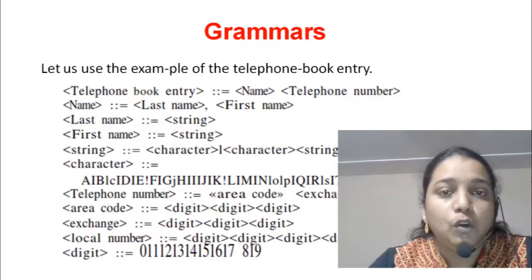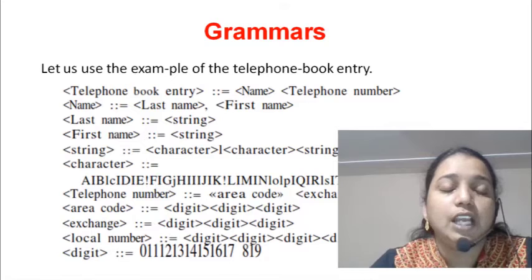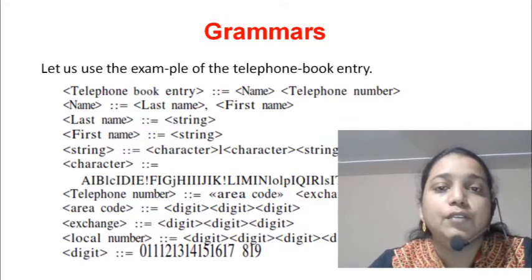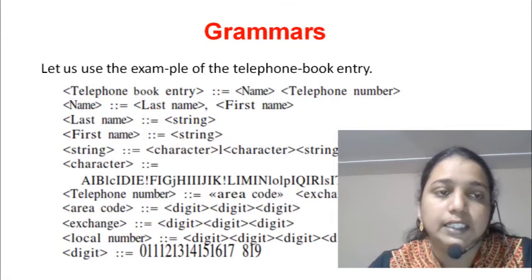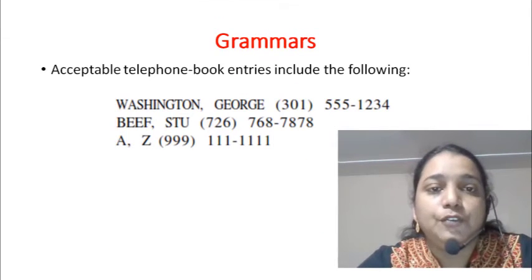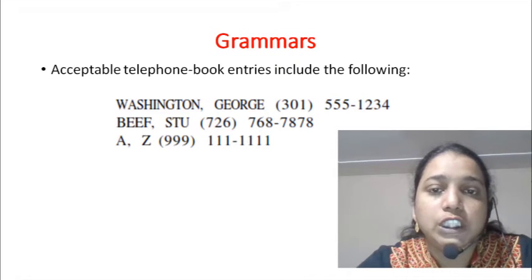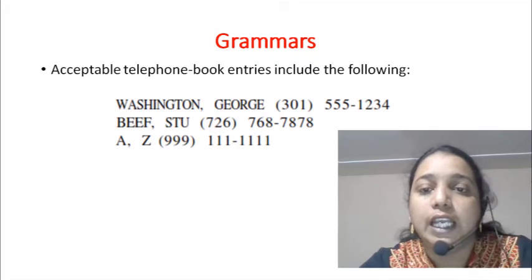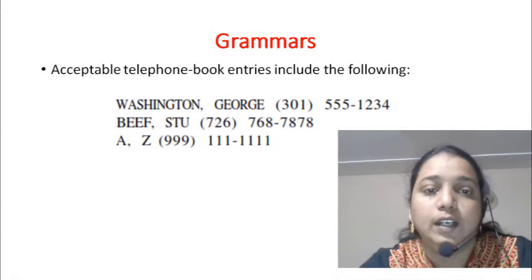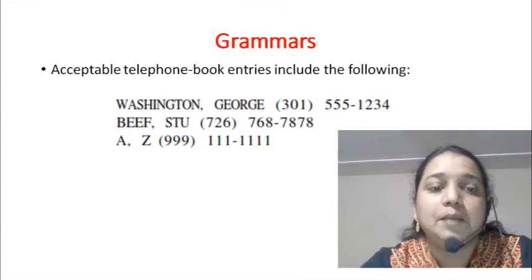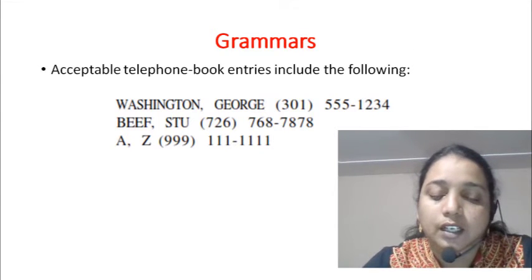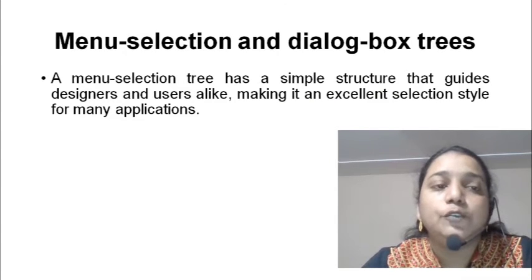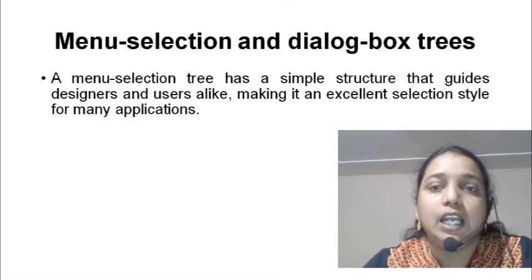This is how we are going to specify the things which have to be entered. This is the example of grammar for entering a telephone book entry. Acceptable telephone book entries include the following: Washington, George, then the area code, then exchange code, and then local number. This is the example of how we have to enter names and details into the telephone book.